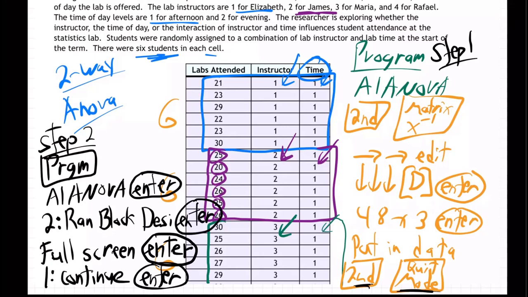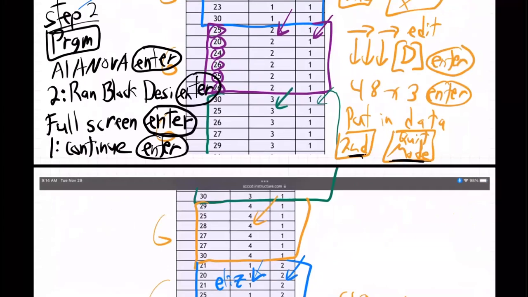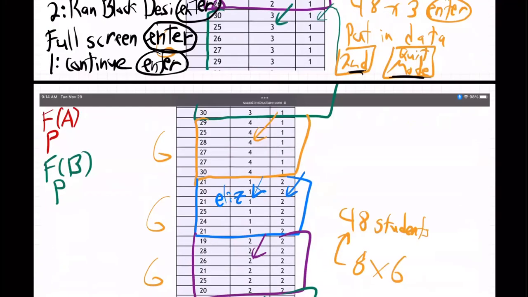That's what you'll get. So once you go through all that, now let me explain what you're looking for in that data. You are looking for the following. It'll say F of A and a p-value. And it'll say F of B and a p-value. And then it'll say F of AB and a p-value. So those are the numbers you care about.